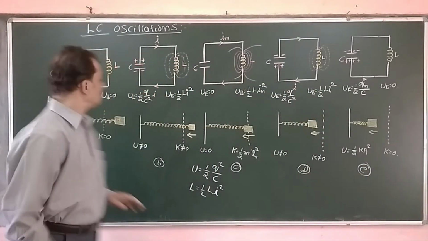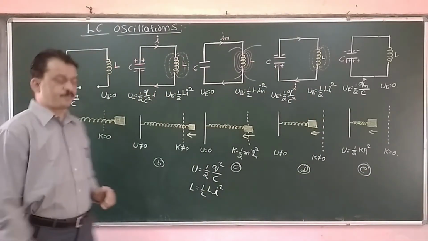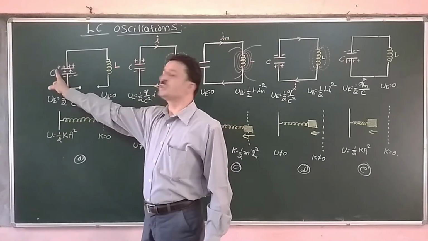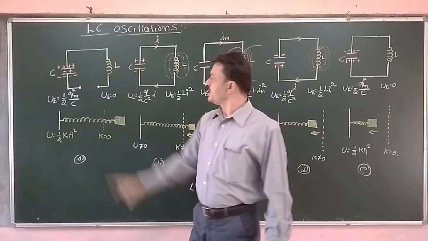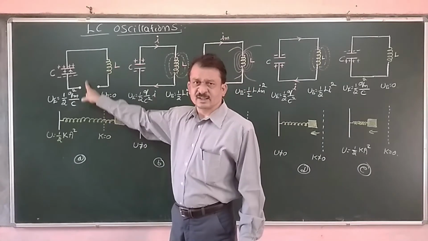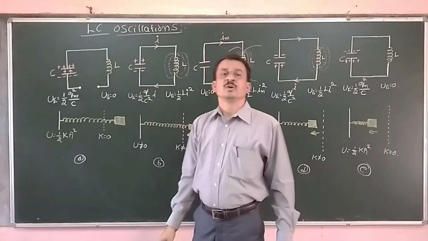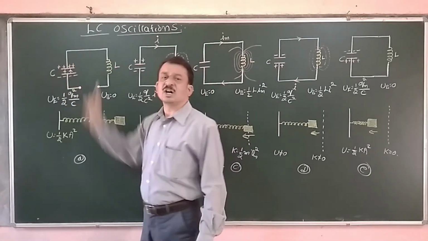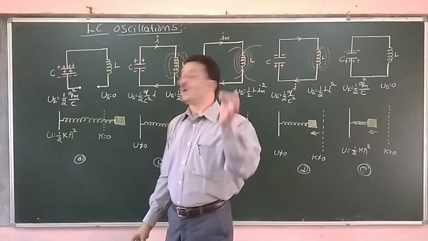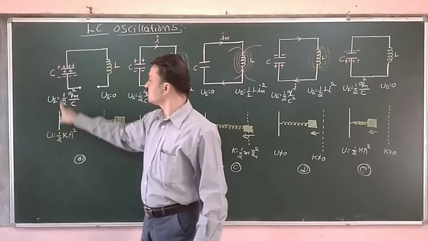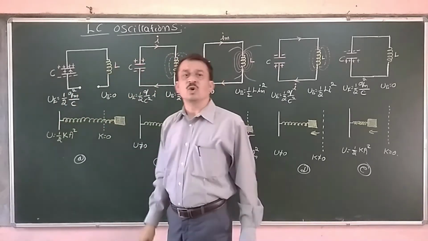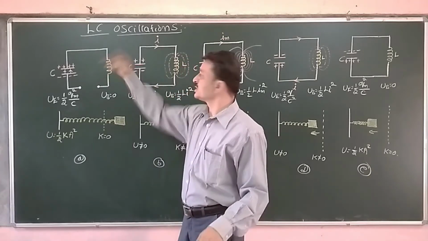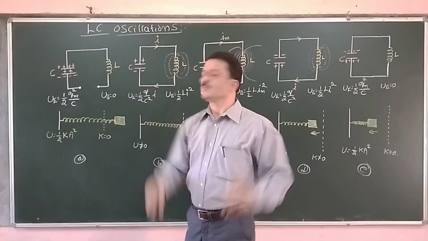Now look at the first diagram. We have a fully charged capacitor. It is not at all connected to the inductor. There is an opening. Whenever the capacitor is fully charged, we have electrical energy UE equal to half Qm square by C. What is the magnetic energy in the coil? It is 0, because there is no current flowing.